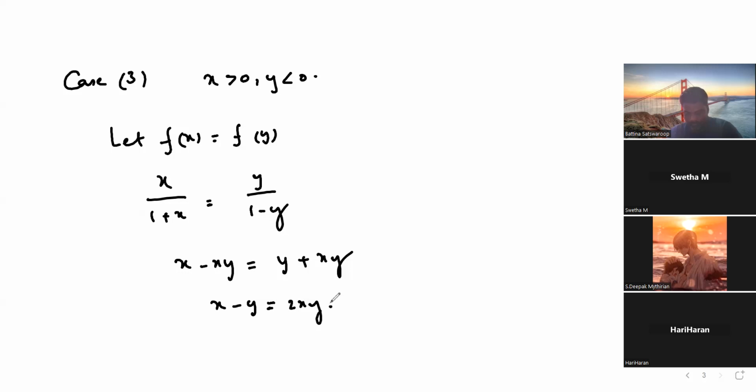Sir, then it will be correct only, no, sir, because x1 and x2 are not equal, so functions won't be equal. x and y are not equal, so the function also won't be equal. Then it will be 1 to 1.